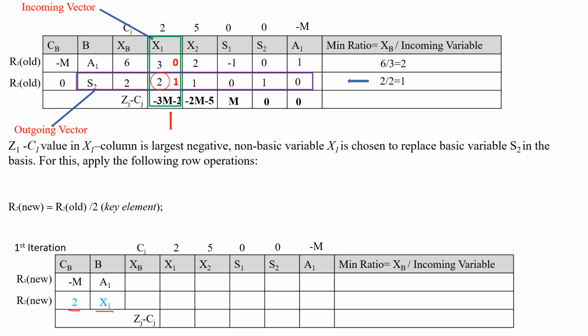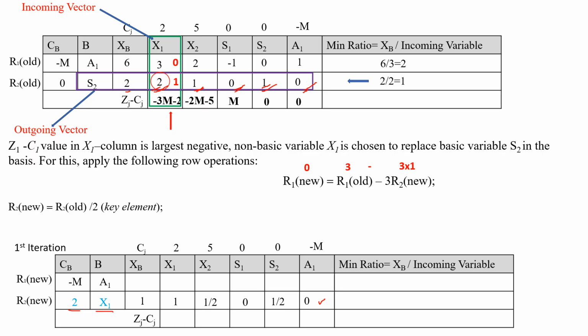So here R2 old elements are 2, 2, 1, 0, 1, 0. Then R2 new elements are 2 by 2, which is 1, 2 by 2, 1, 1 by 2, 1 by 2, 0 by 2, 0, 1 by 2, 1 by 2, 0 by 2, 0. So enter these values in the new simplex table.